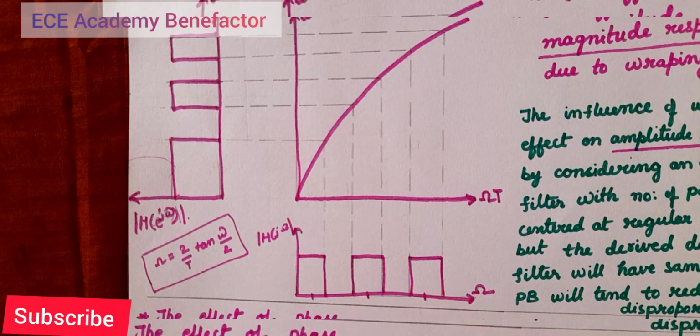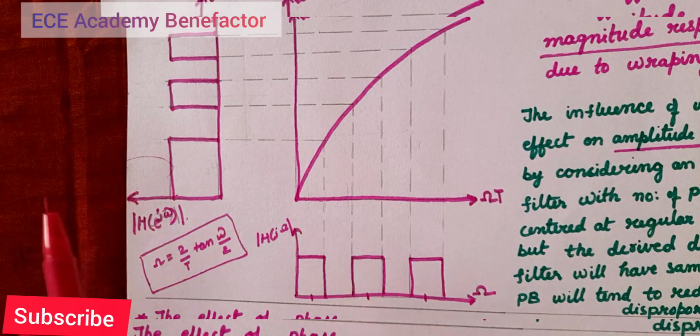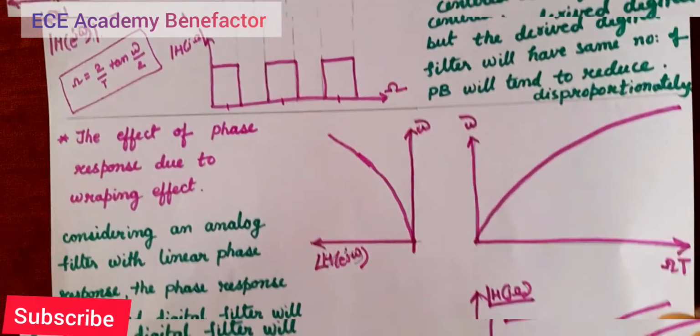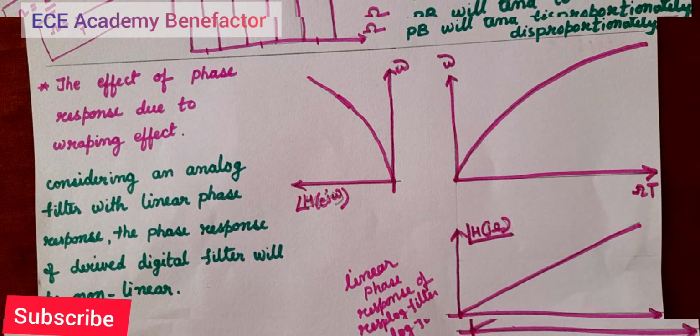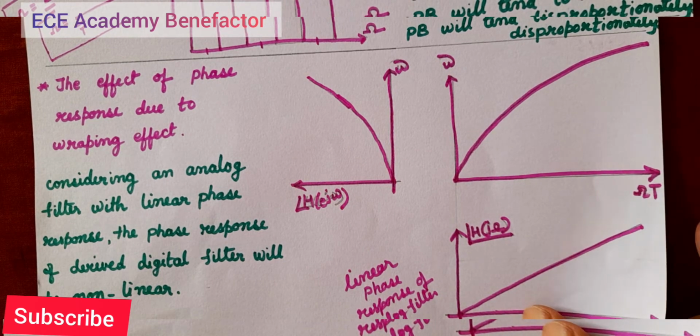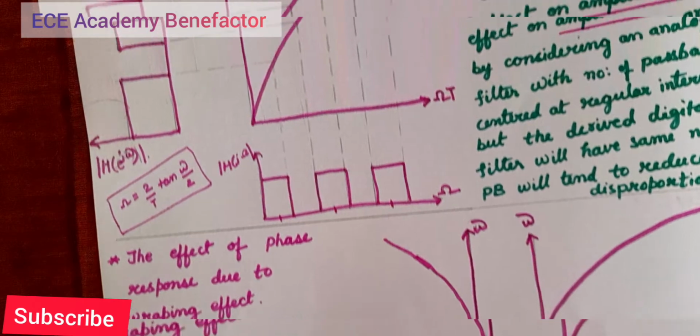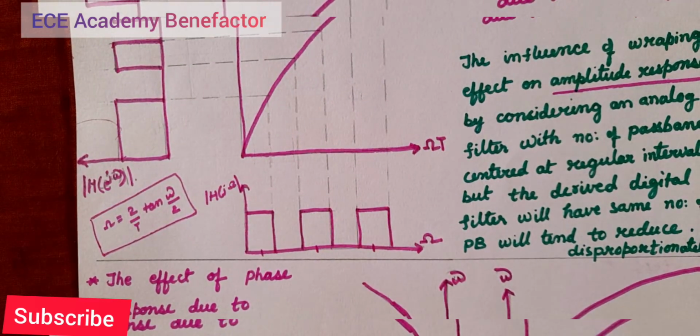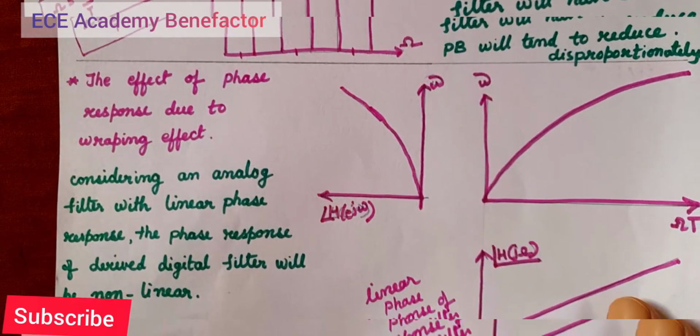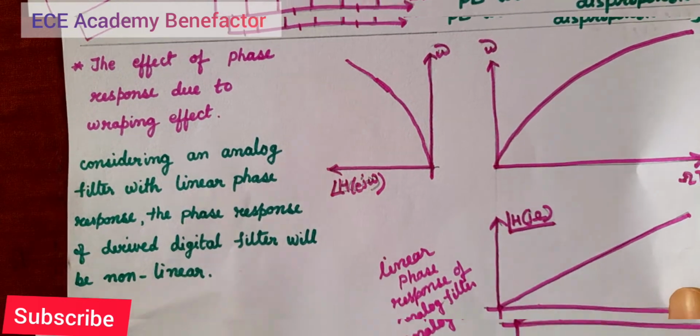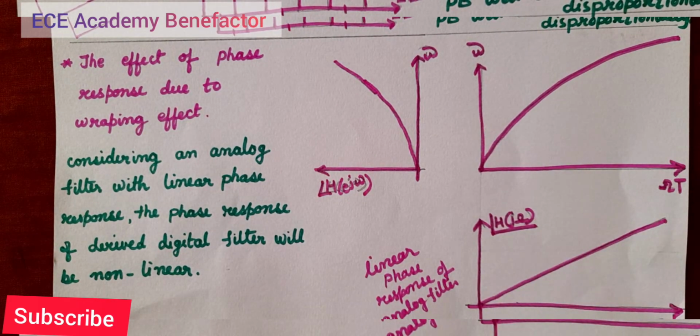We get disproportionate pass bands in the derived filter, and when we give a linear phase response, the derived digital filter gives a non-linear phase response. So, wrapping effect is the disadvantage. In the next class we will see how to avoid this wrapping effect. Okay.